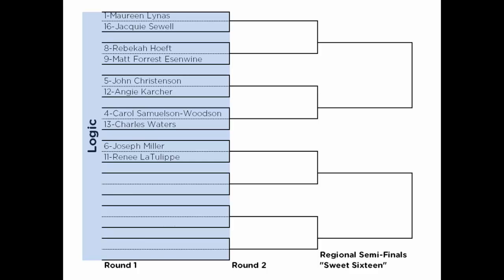6 seed Joseph Miller versus 11 seed Renee Latalipe. 3 seed Donna Smith versus 14 seed Kiri E.B. Black. 7 seed Abigail Marble versus 10 seed Colleen Murphy. And 2 seed Ryan Stockton versus 15 seed Philip Van Wagner.